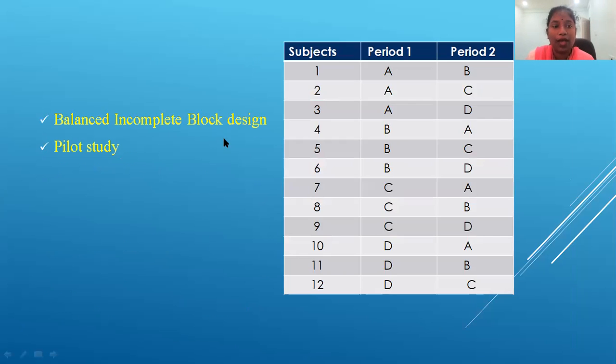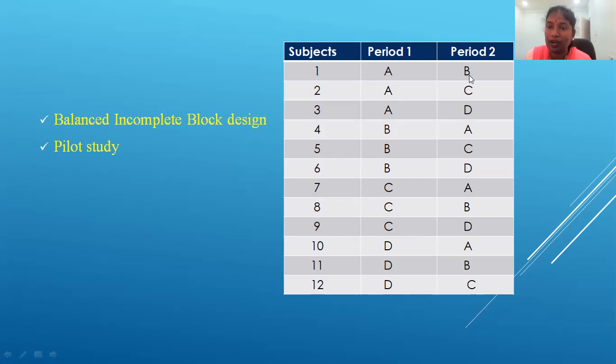Next one is the balanced complete block design. On the same subject you are giving different formulations, so it is an intra-subject study. See here, in period 1, subjects 1 to 3 get the A formulation only, subjects 4-5-6 get the B formulation, 7-8-9 get the C formulation, and 10-11-12 get the D formulation.